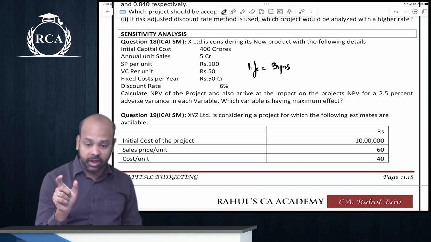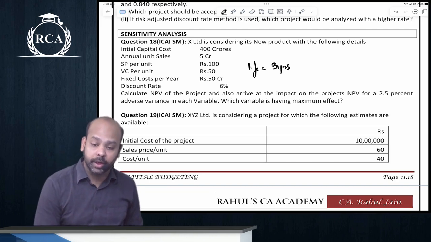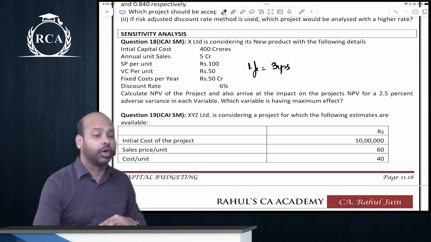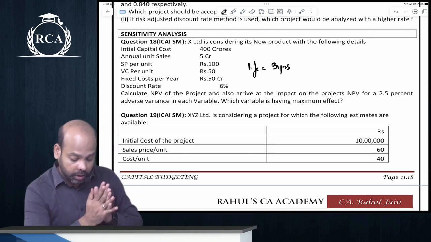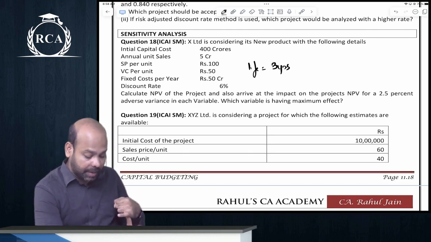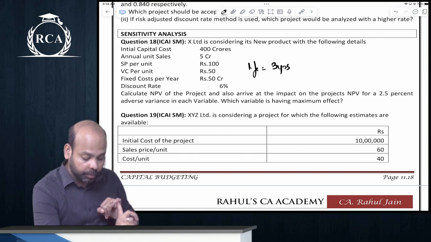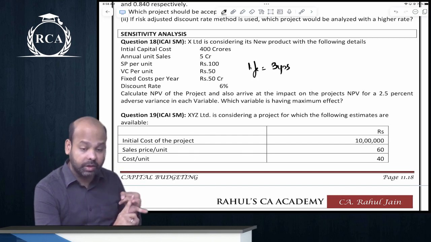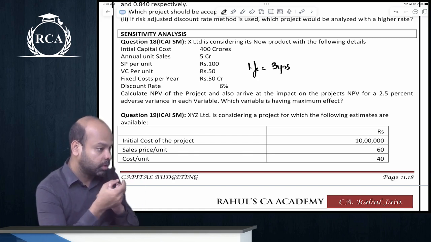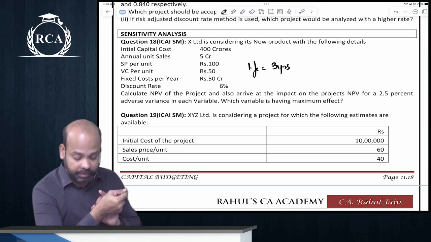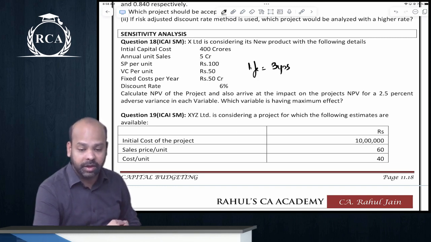Approach 1. He's telling us that you're supposed to change every variable by 2.5% and then see, beta, what is going to be your NPV. So guys, here I will have to change my initial capital cost, my sales volume, selling price, variable cost, fixed cost, discount rate. 6 variables we have to change. First, life, no beta, life I cannot decrease by 2.5% and compute NPV.